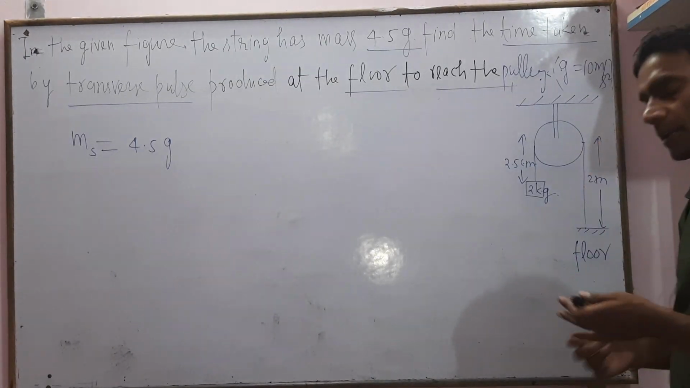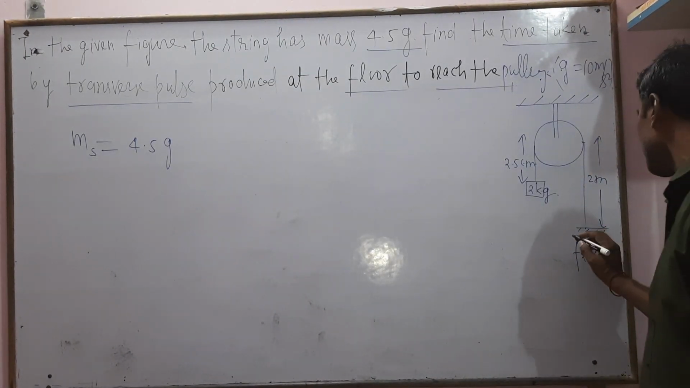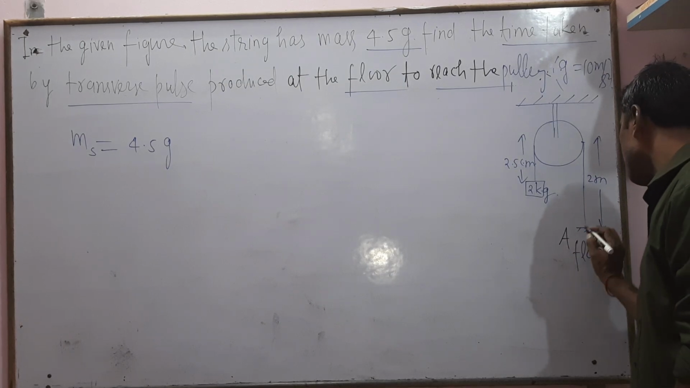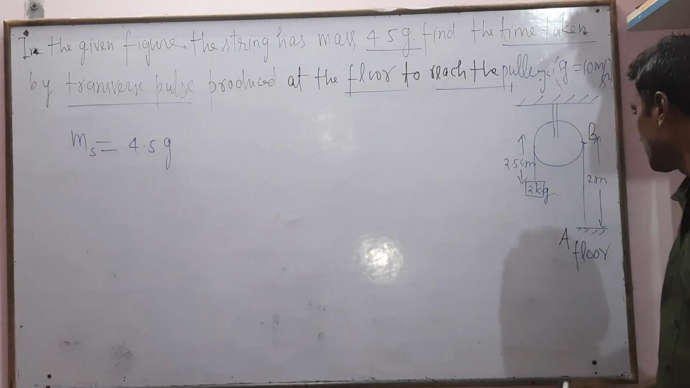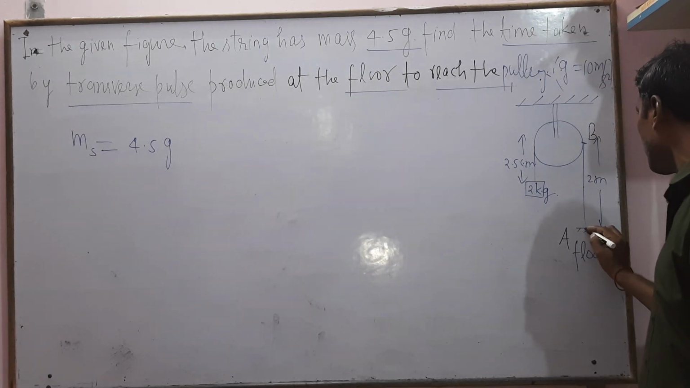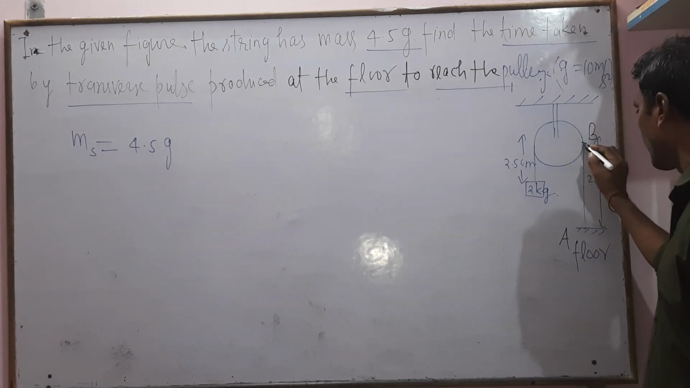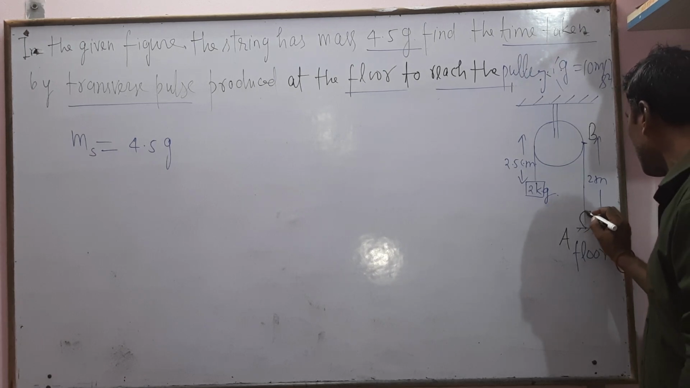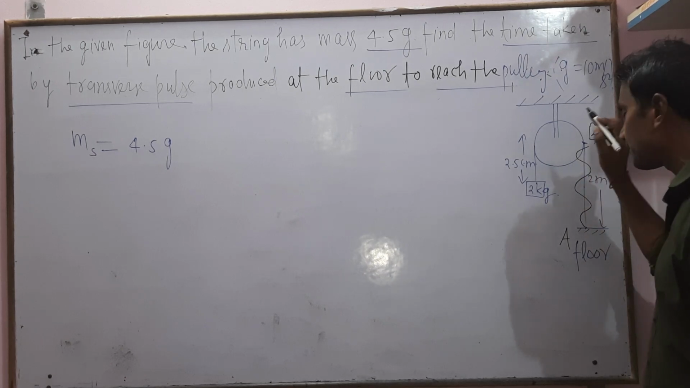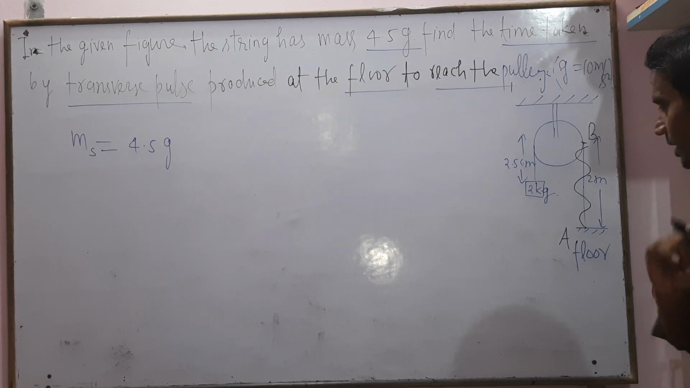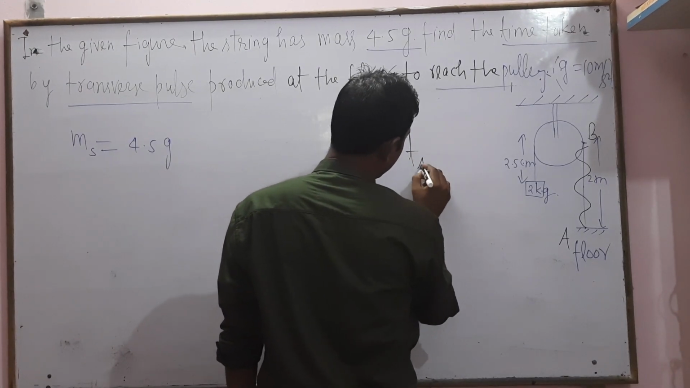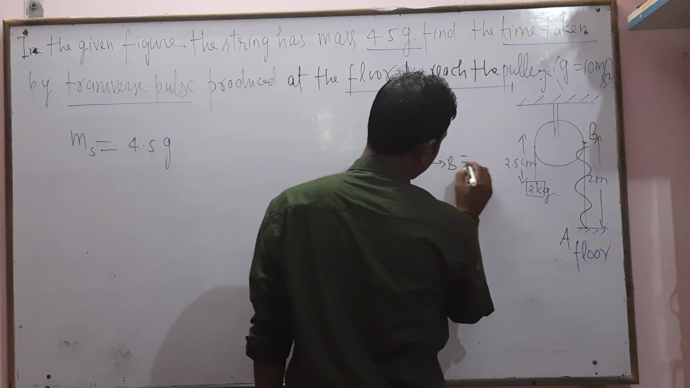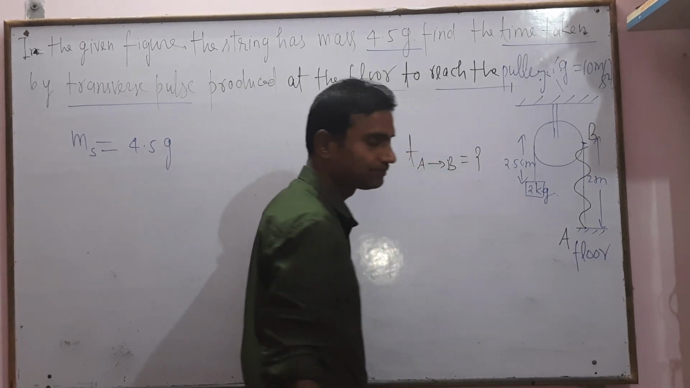So in the string, we have produced the pulse at a point. Suppose this point is A and that is the pulley. If we produce the pulse at point A, then it goes to point B. So this is the transverse pulse. We need the time taken from A to B.